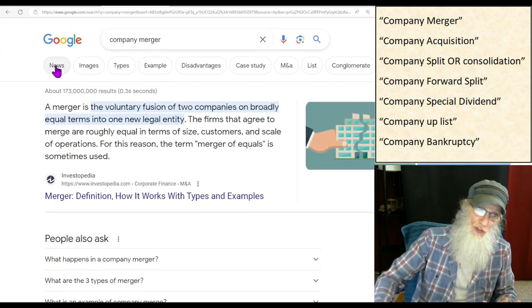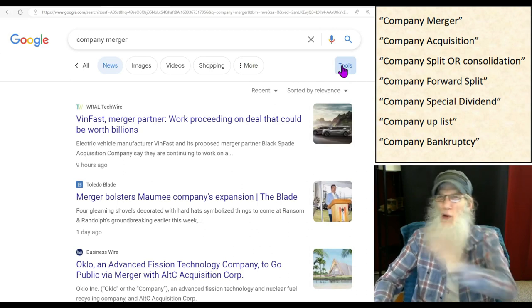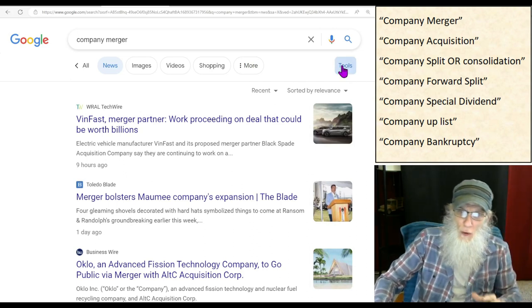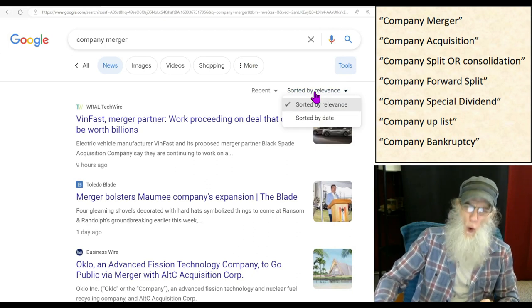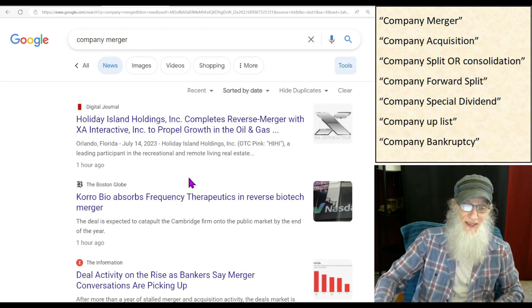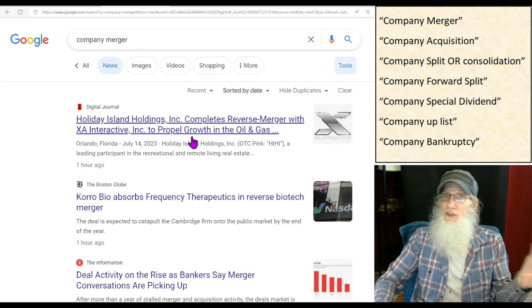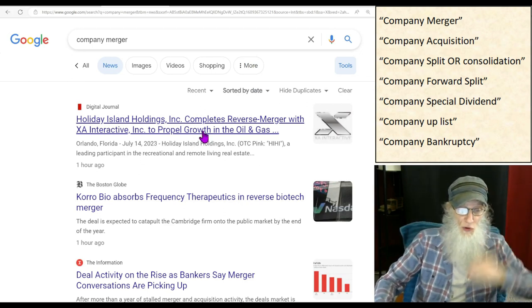Come over here to news, click news. Now when you get into news, click tools. You don't want to read news from 2 years ago, right? So click news, sort by relevance. No, we will determine what's important. Sort by date. Put the stuff at the very top. And these are going to be any company. These aren't just penny stocks. So you've got to search through them yourself.